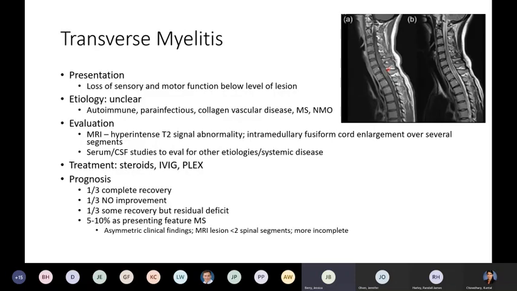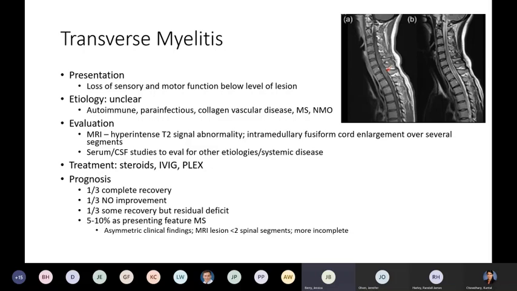So transverse myelitis, again, presents with pretty much acute onset sensory and motor loss, paraplegia below the level of the lesion. The etiology is really not clear. It's thought to have autoimmune involvement. Often it presents para-infectious, with people having had a preceding viral syndrome or associated with a vaccine. It may be associated with collagen vascular disease. It also may be the presenting feature of multiple sclerosis.